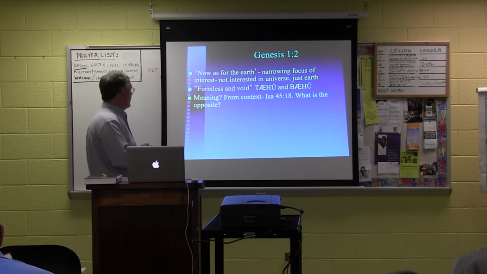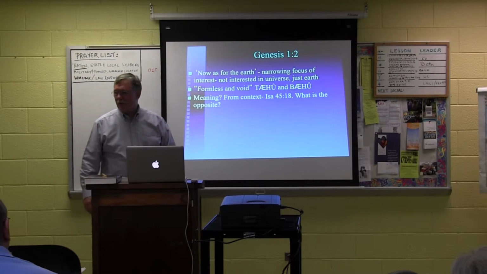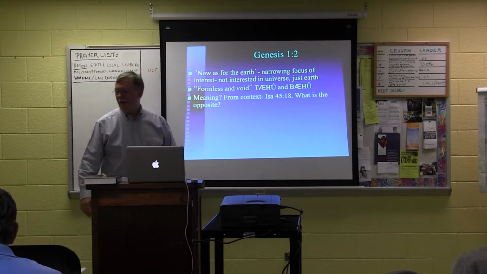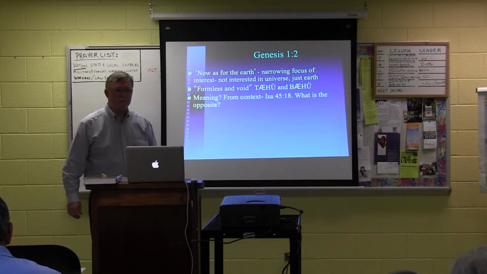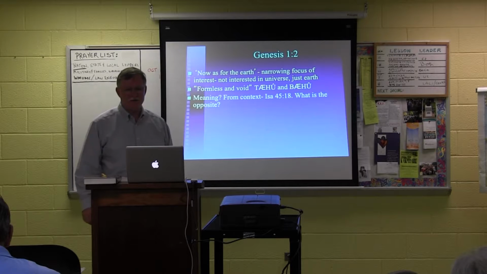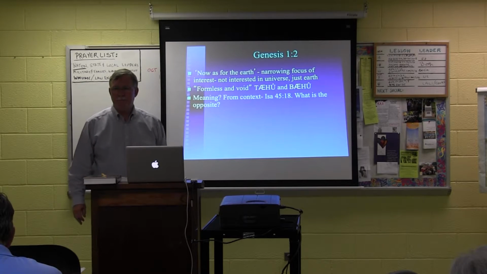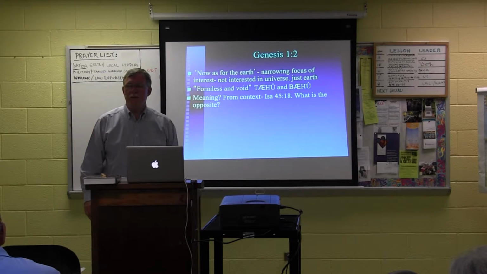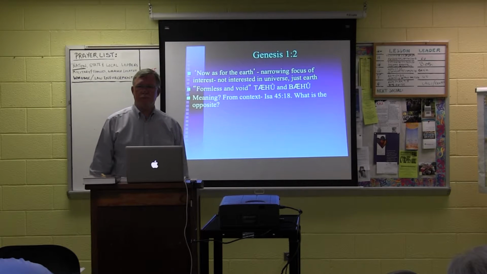What does it mean? I see somebody looking up Isaiah 45:18, or here's some pages moving. Somebody's got Isaiah 45:18. They read that for us. For thus says the Lord, who created the heavens. He is God, who formed the earth and made it. He established it. He did not create it a chaos. He formed it to be inhabited. I am the Lord, and there is no other.